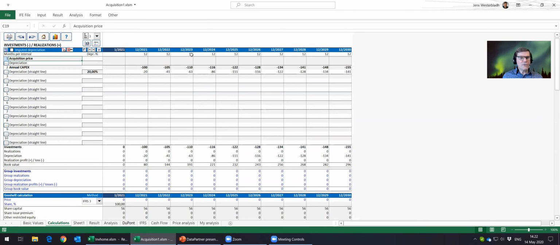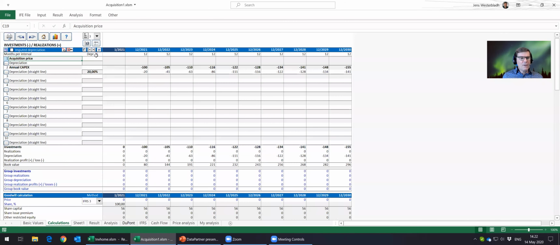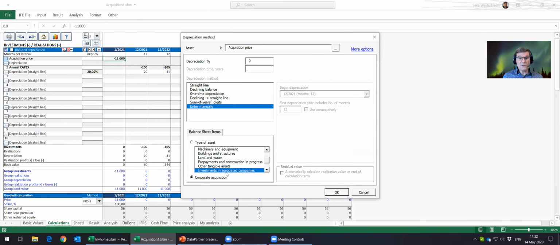So the first row, what was it worth again? 14.2 million. Okay, let's assume we buy it for 11 million. Minus 1, like that. And it's of course not depreciated, it's shares. It's corporate acquisition.